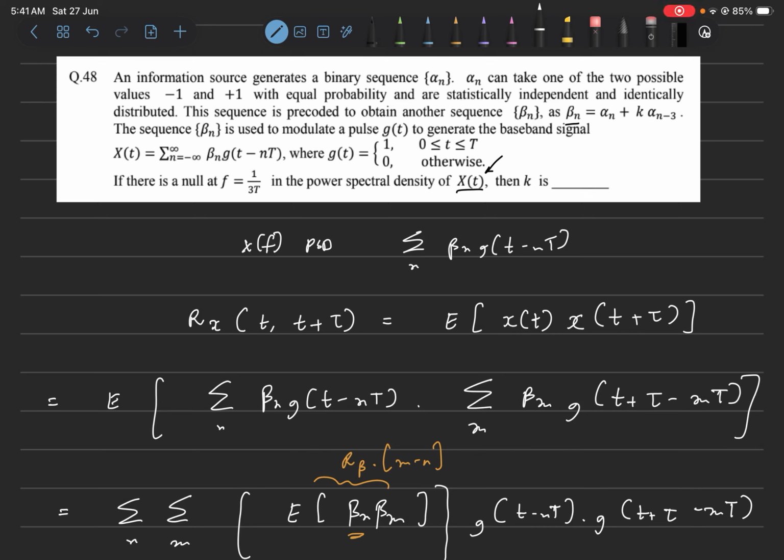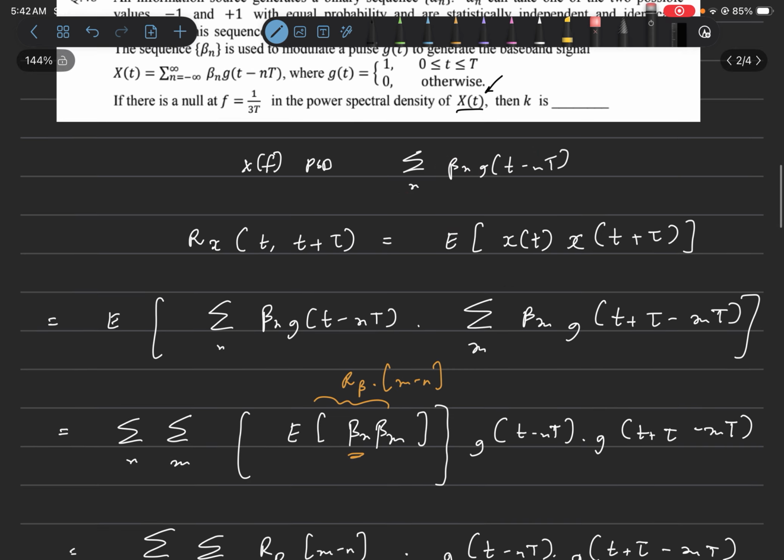Hello everyone. Today we'll be solving a problem which involves calculation of the power spectral density of a pulse shape which has random coefficients. So we have been given the pulse, which is this, and beta is random. So we'll first calculate the autocorrelation function in order to calculate the PSD for x(t).